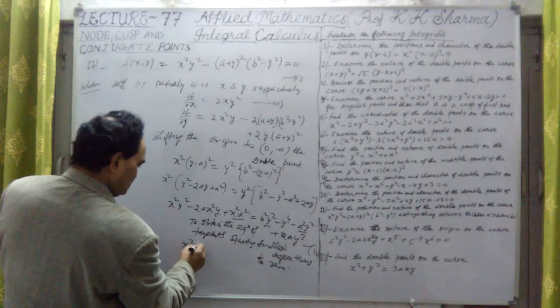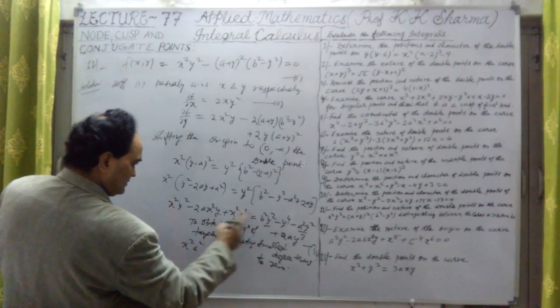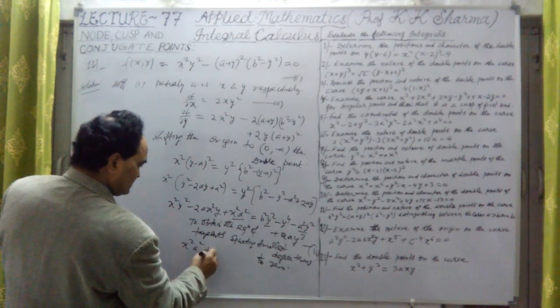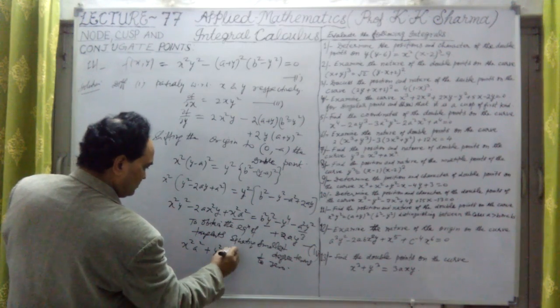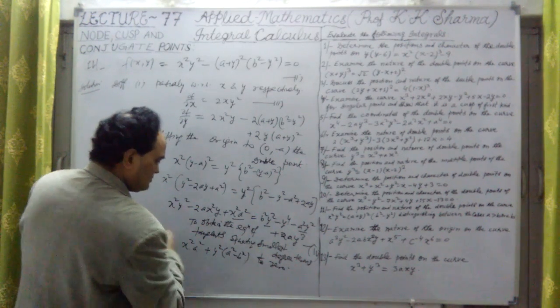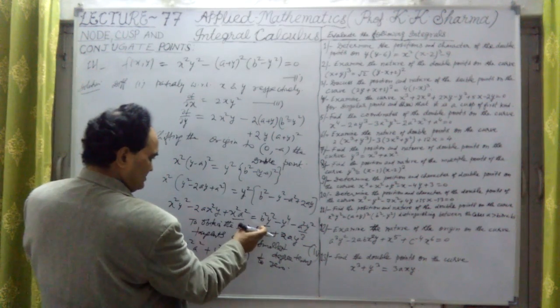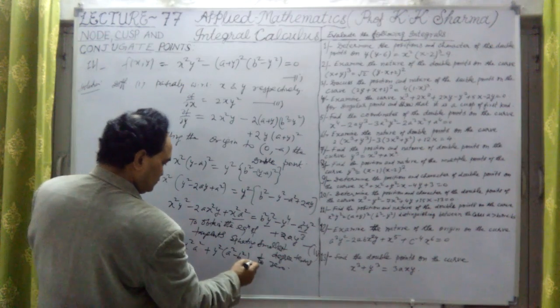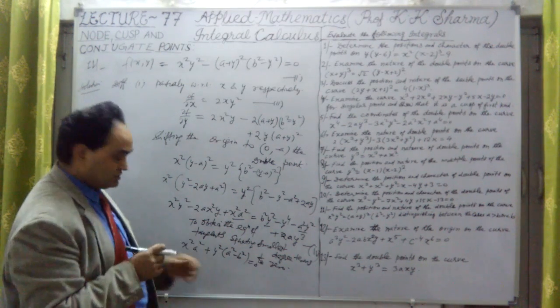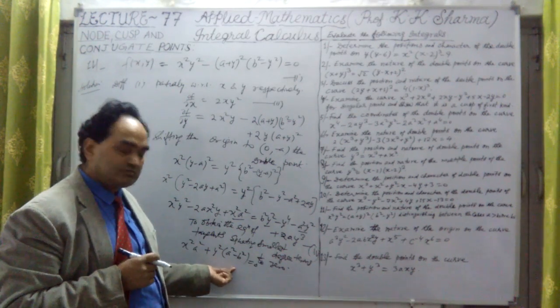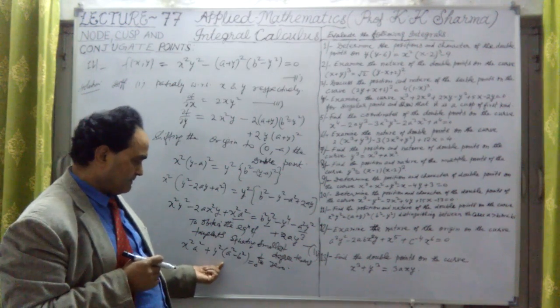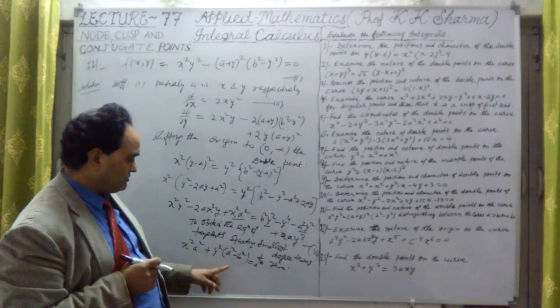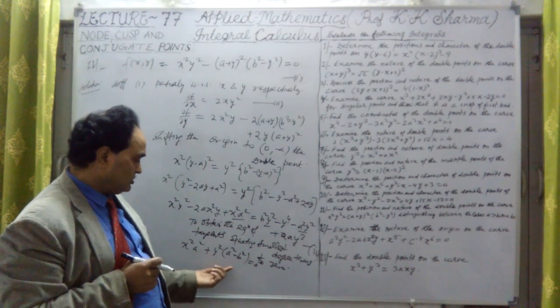This is x square a square. If I take them to this side, it will be plus y square. If I take common, a square minus b square. After taking this to this side, a square minus b square equal to 0. So this is the smallest degree term, the second degree terms from this equation, which we equate to 0 to obtain the equation of tangents.